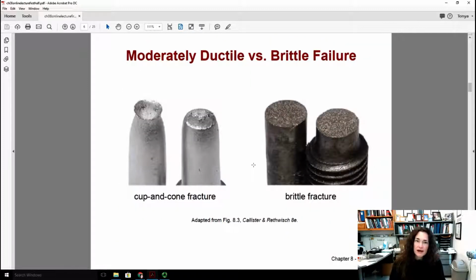So here's a naked eye image of what the fracture surfaces look like for moderately ductile versus brittle failure. Here on the left is that cup and cone fracture, which is typical of a moderately ductile fracture surface, and you can see that. And then brittle, however, you can see that it's basically a flat cross section, and that cup and cone structure didn't form because there was no necking in the brittle material.